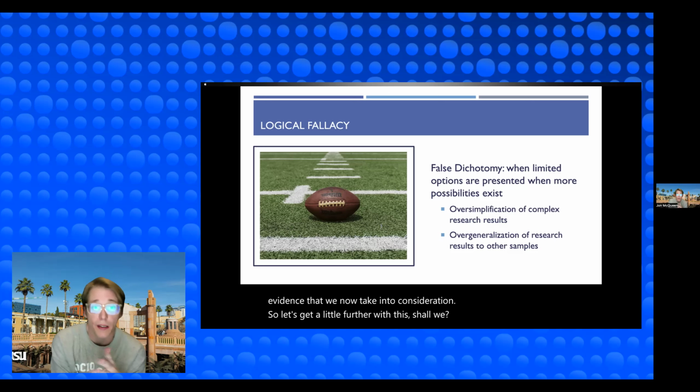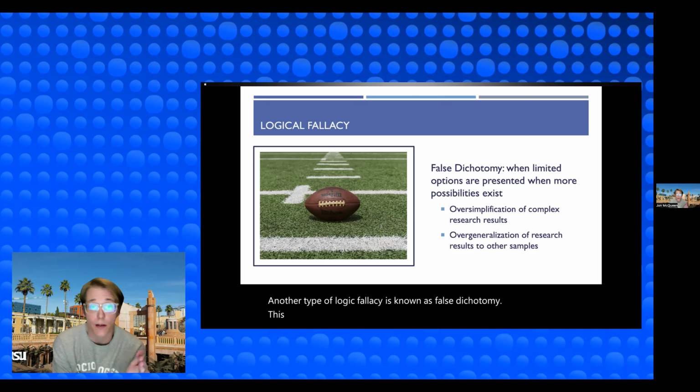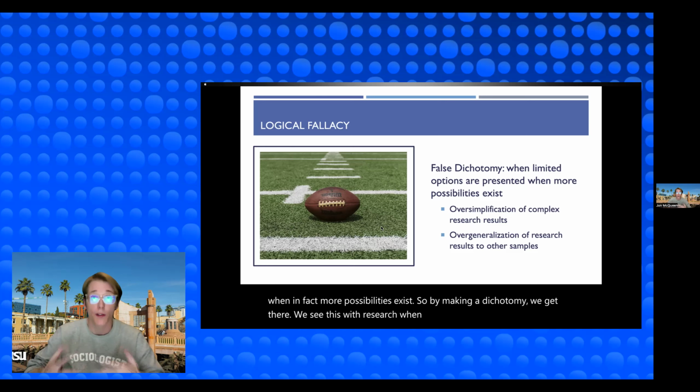Another type of logic fallacy is known as false dichotomy. This is when limited options are presented, often focusing on two extremes when, in fact, more possibilities exist. So by making a dichotomy, we get there. We see this with research when complex topics are oversimplified.